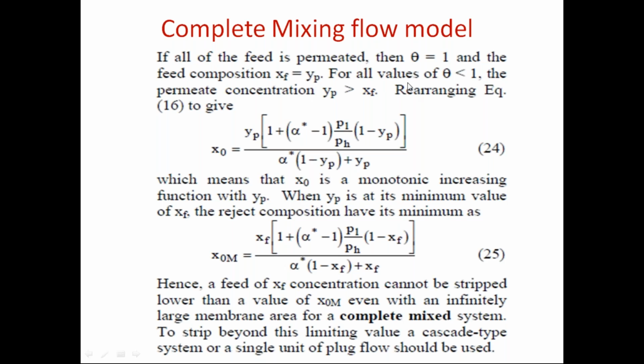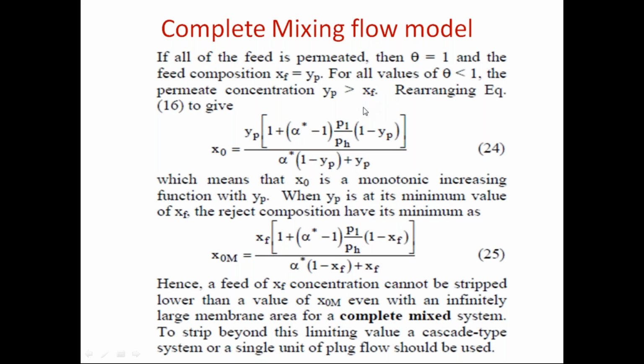For all values, what we know is that theta should be less than 1, because this is the ideal one, and if this is not there, then theta should always be less than 1, so that certain permeate will come and certain reject also will come. So this is the real problem. Theta is less than 1. The permeate concentration is also greater than XF. So this will be there in a real case.